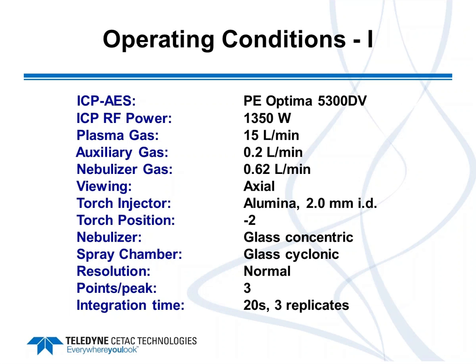Some operating conditions I would like to point out when using the ultrasonic nebulizer. This slide shows the normal conditions with a standard pneumatic nebulizer, in this case a glass concentric nebulizer. The nebulizer gas is probably the main parameter to adjust, and we're using a nominal flow of 0.62 liters per minute. Integration time in this experiment is 20 seconds with 3 replicates. We are using a standard size alumina torch injector at 2 millimeters ID.